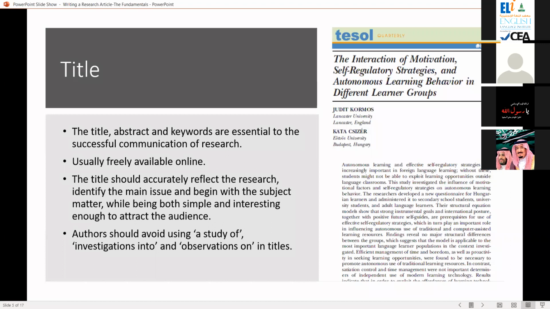And why is it important to think about it? Because your title, your abstract, and the keywords that you use are basically the form of communication between you and your audience. And it is also freely available online. Now, sometimes the paper itself is not available, but your abstract and your title is available, which means that your research is also available. So in that sense, you're able to reach readers or a larger audience if you have a really thought out title and abstract and so forth.